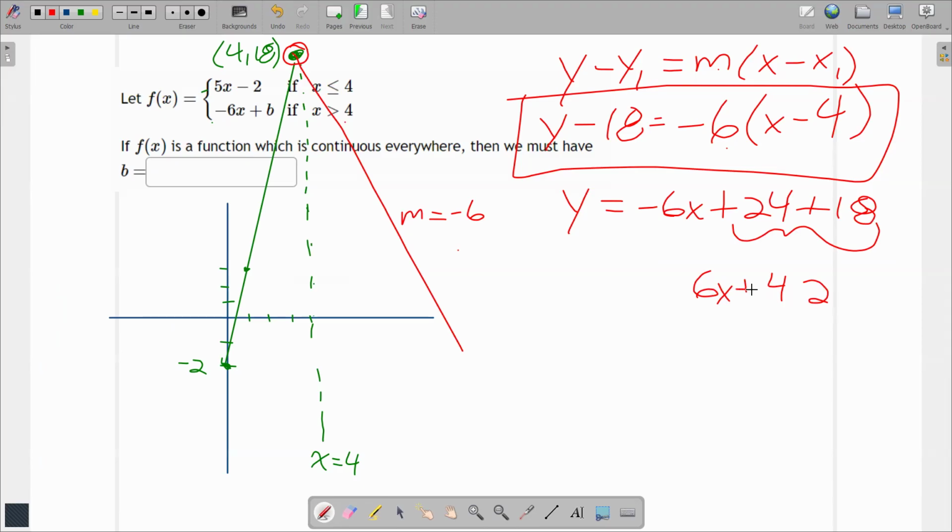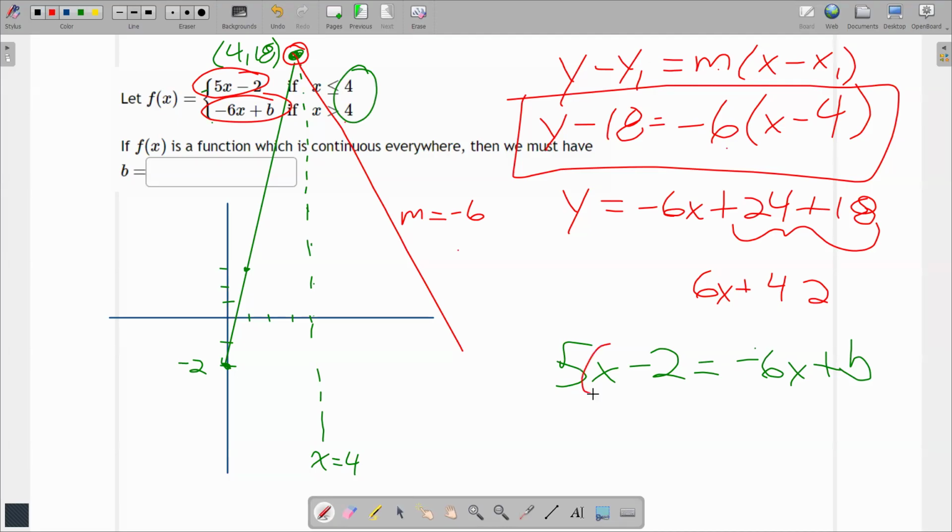And Austin, bless you, suggested that if we want these two to meet, they have to be equal. So if you take the 5x minus 2 and set it equal to the -6x plus b, you want them to be equal at 4. So then you just drop in a 4 for x, and then solve for b. That'll do the same thing.